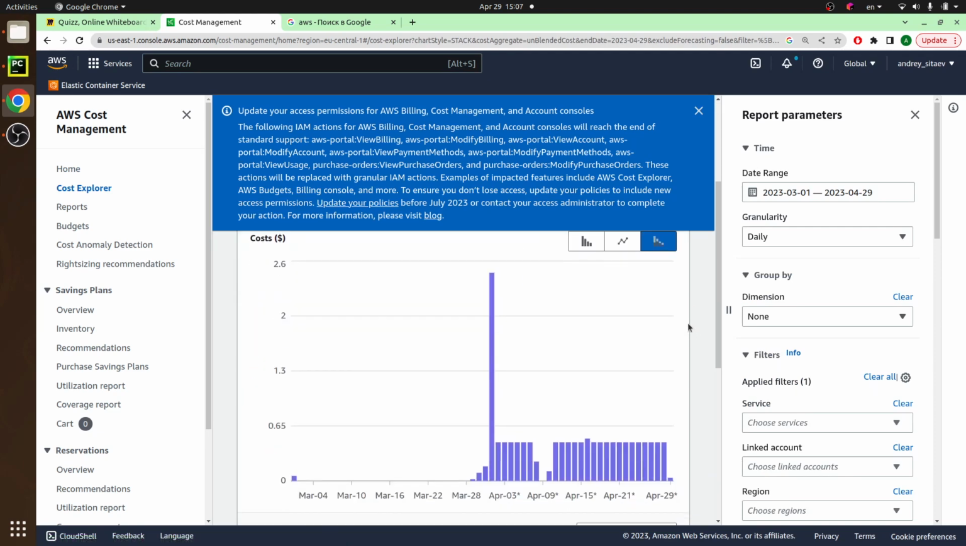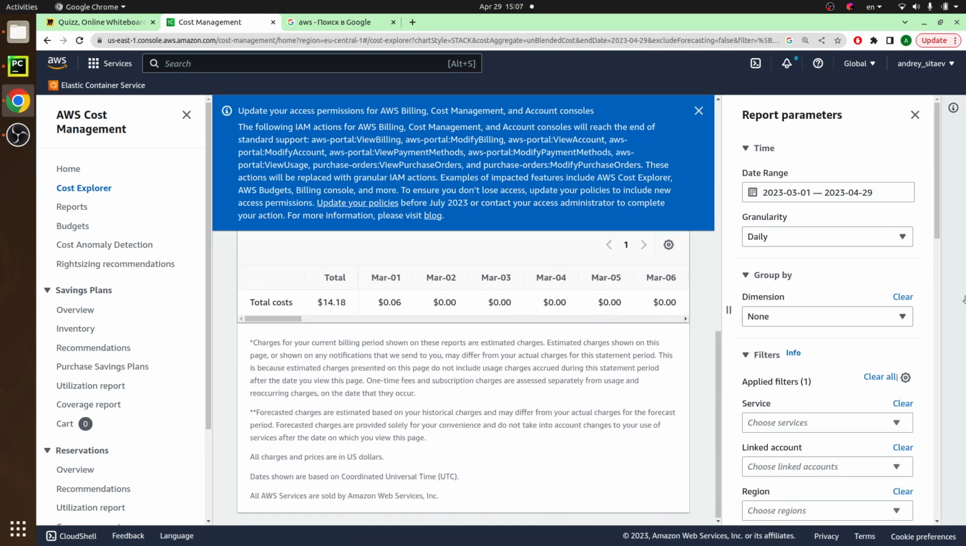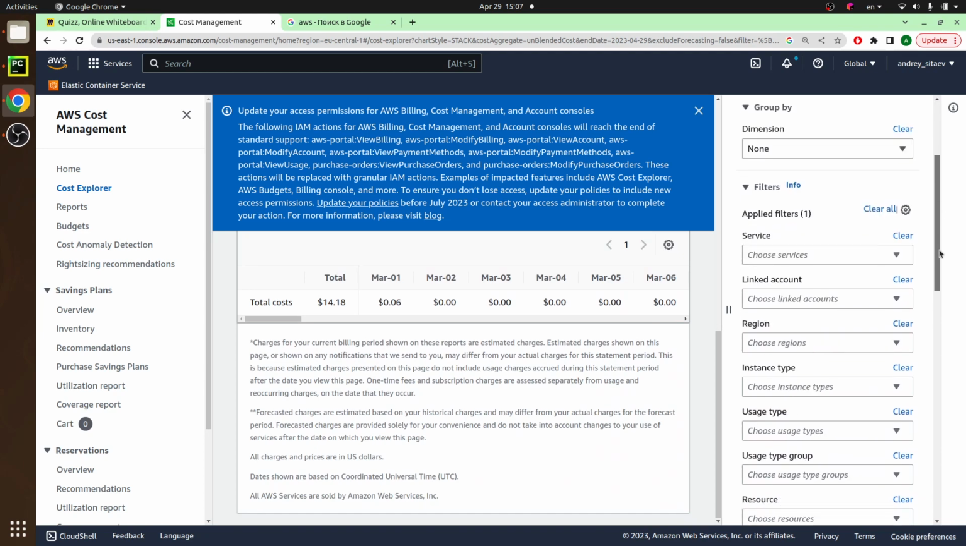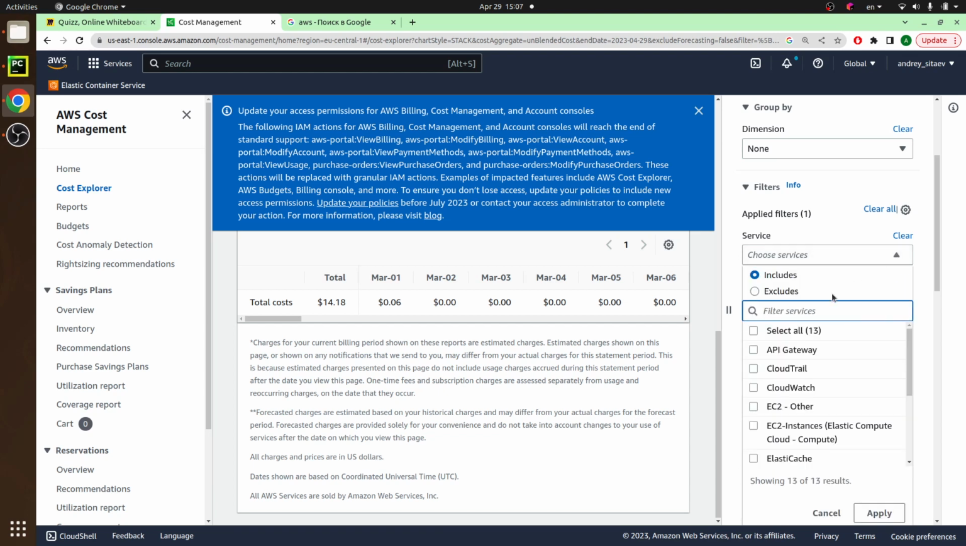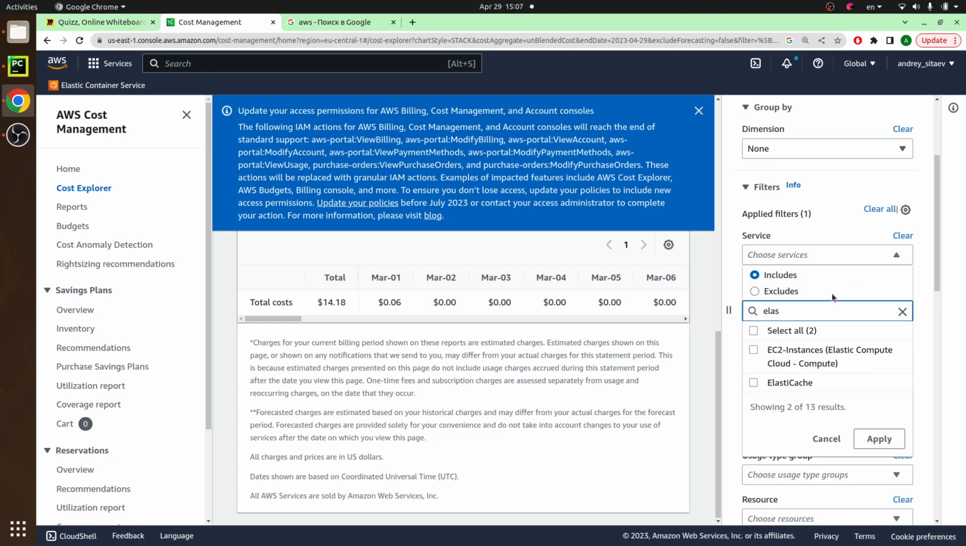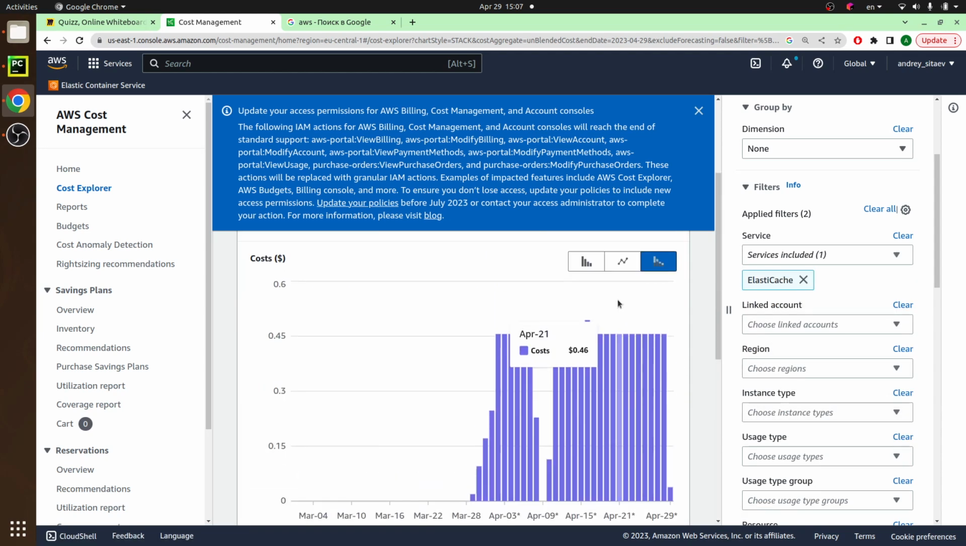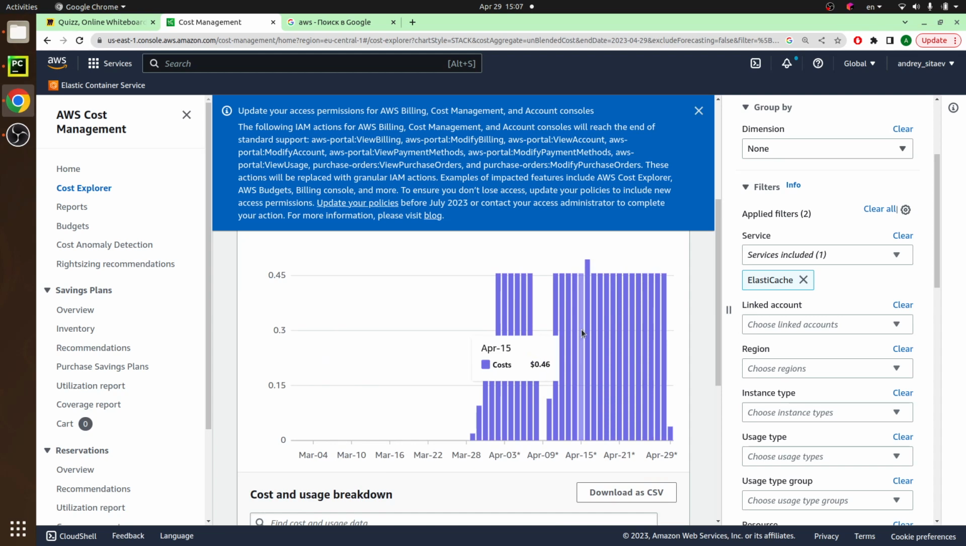But I believe that's mostly about Elastic Cache. So I can filter my spending by service. And if I choose Elastic Cache, I will see that it's probably only Elastic Cache that cost me some money.